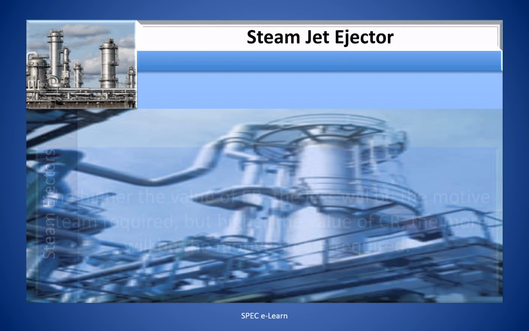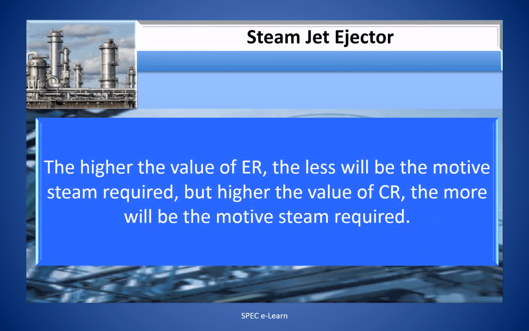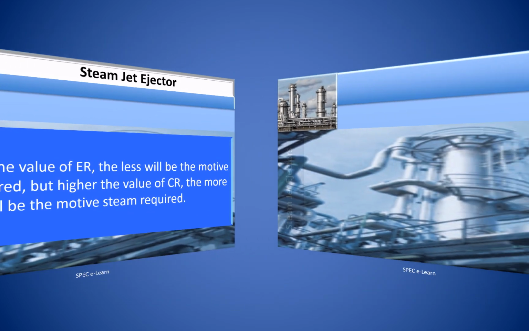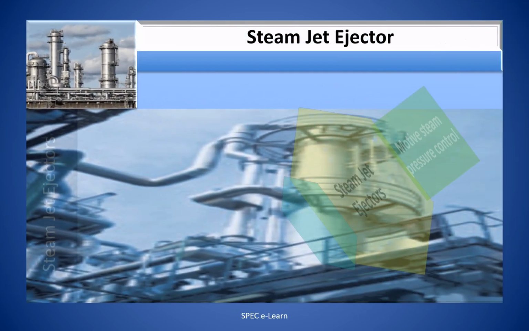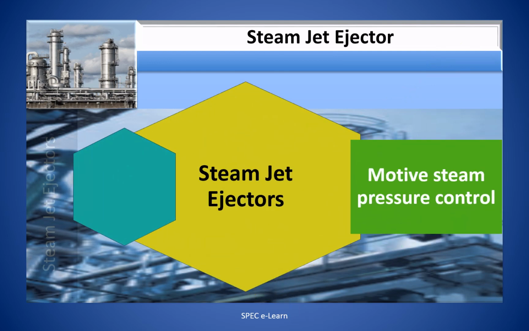The higher the value of ER, the less will be the motive steam required. But the higher the value of CR, the more will be the motive steam required. Motive steam pressure control.